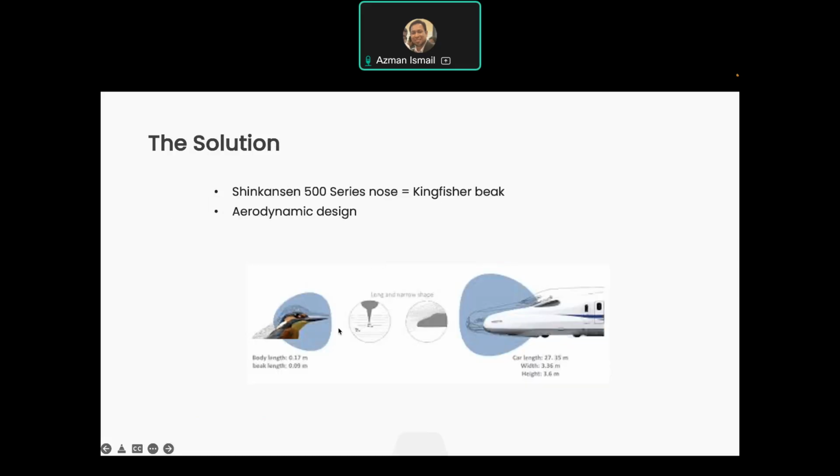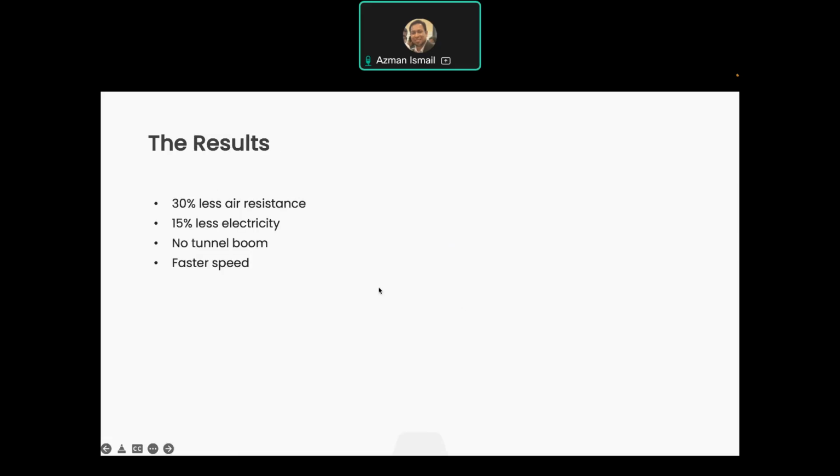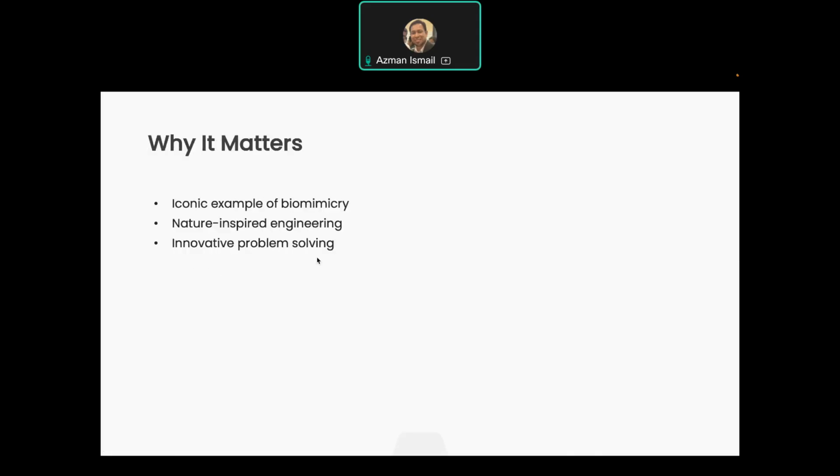Okay, then the solution came and they changed the 500 series Shinkansen speed train into a kingfisher beak. It became more aerodynamic and a nice design. The results they gained from this innovation based on nature were 30% less air resistance, 50% less electricity, no tunnel boom, and faster speed. So that's a very important thing to show, from problem to design solution, problem space into solution. You can see how the concept of biomimicry has been implemented in the Shinkansen train.